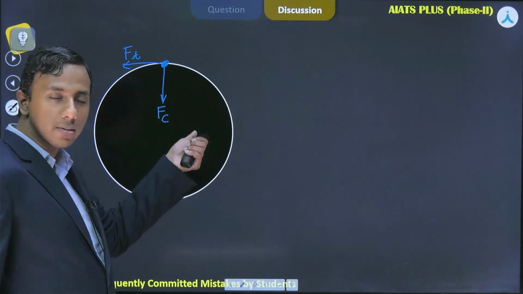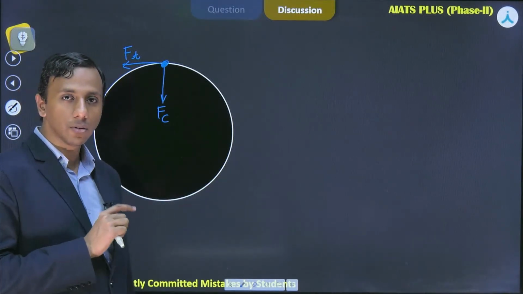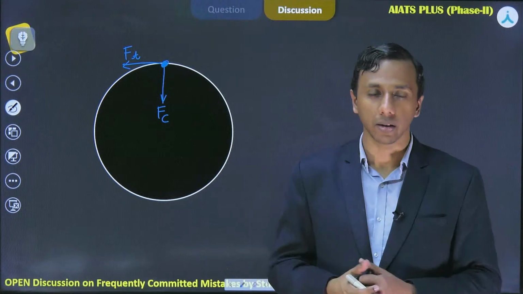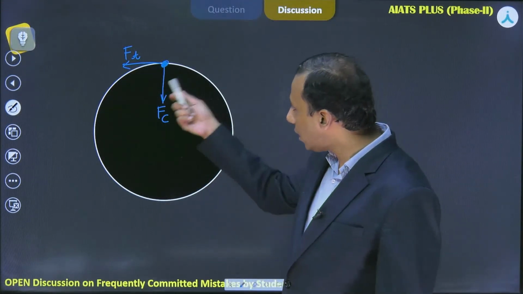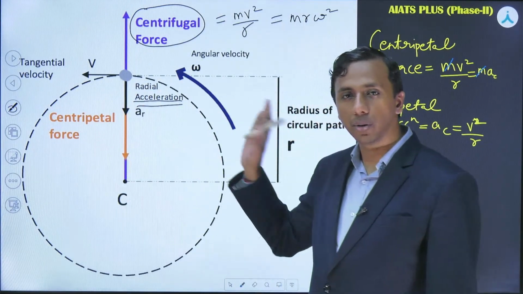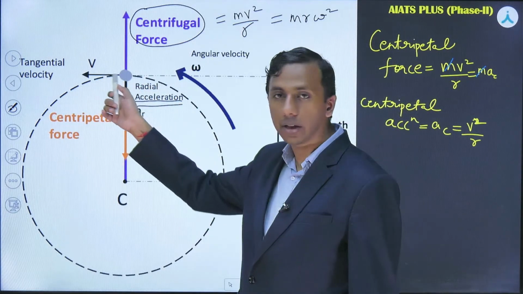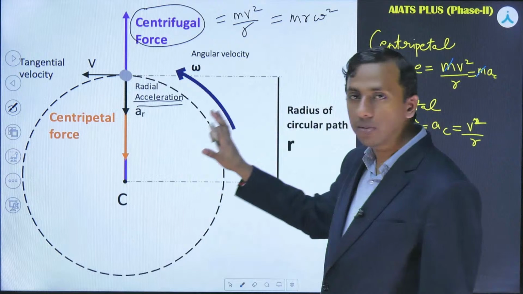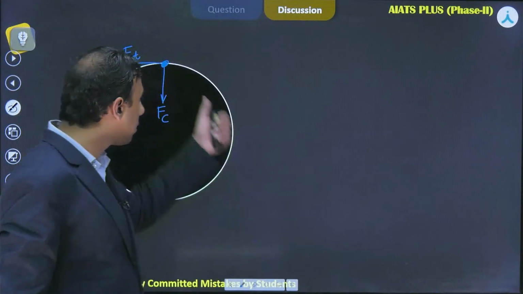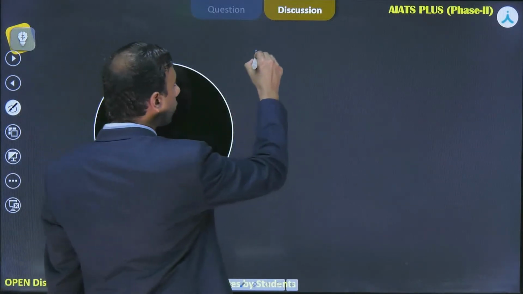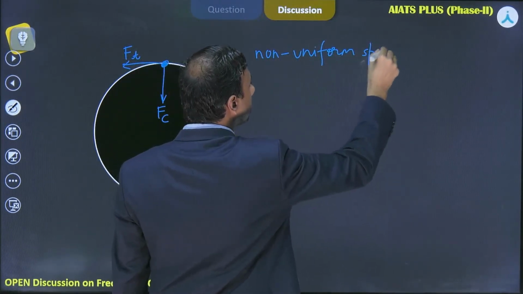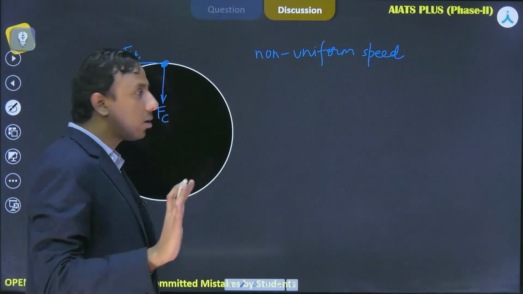The centripetal force makes sure the body revolves in a circle, so its magnitude is mv square by r. But what about this tangential force? Its purpose is to change the speed of the object. So in our question, there is no tangential force, so the speed is going to remain the same because no one is there to increase or decrease the speed. So this is what we call uniform circular motion. But in this diagram, this won't be called uniform circular motion, because the speed is changing. So here we call it non-uniform speed. The speed is changing, so this is not uniform circular motion.